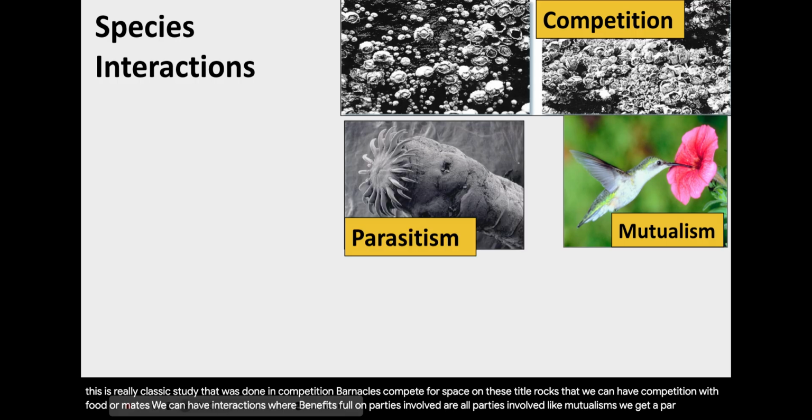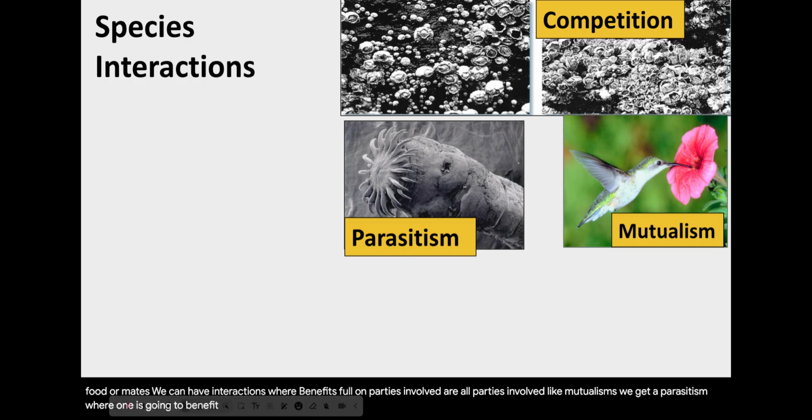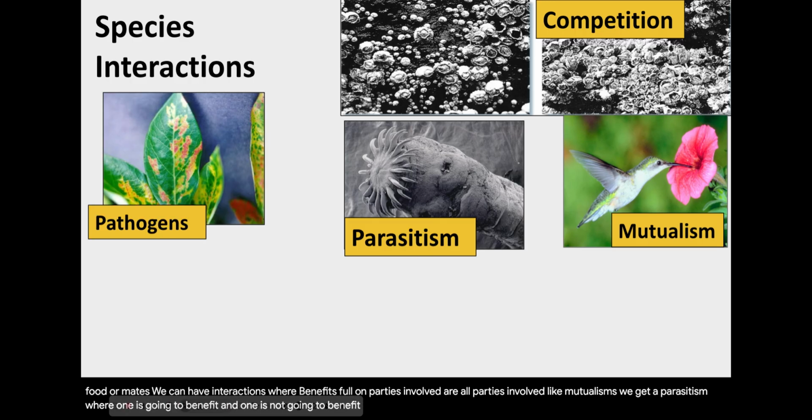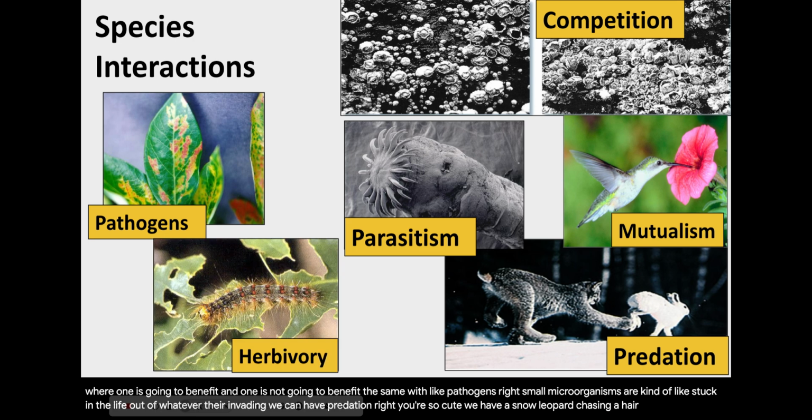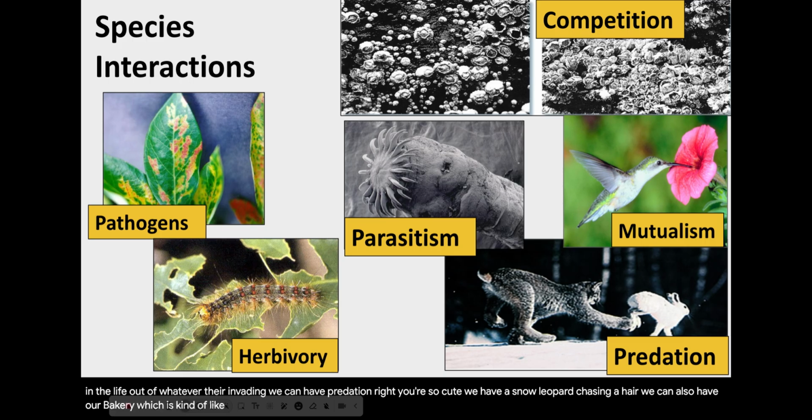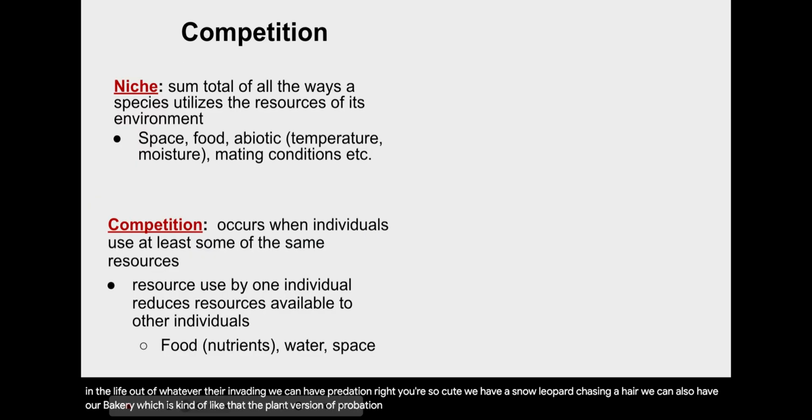We can have parasitism, right, where one is going to benefit and one is not going to benefit. The same with like pathogens, right? Small microorganisms are kind of like sucking the life out of whatever they're invading. We can have predation, right? Here we have a snow leopard chasing a hare. We can also have herbivory, which is kind of like the plant version of predation, right? Insects and other animals eating the leaf matter. We're going to focus on competition, and then we'll talk about the others on Tuesday, right?